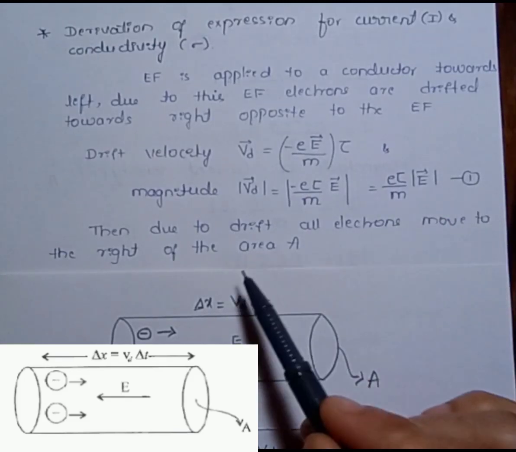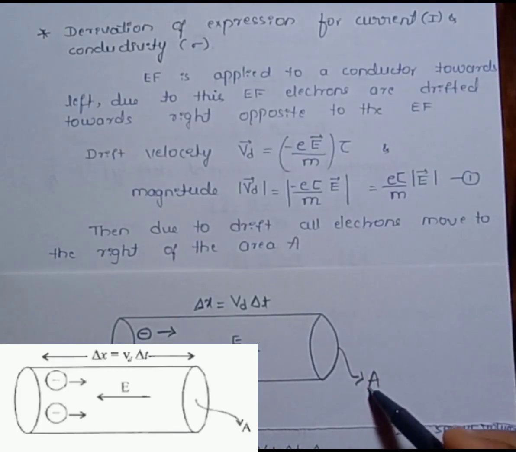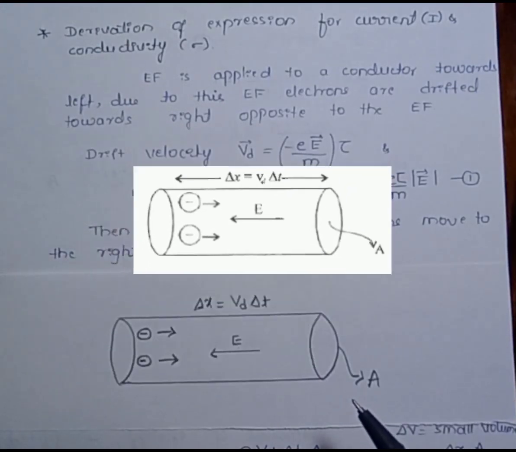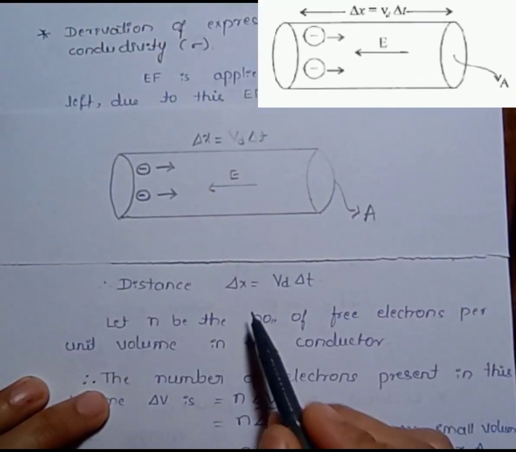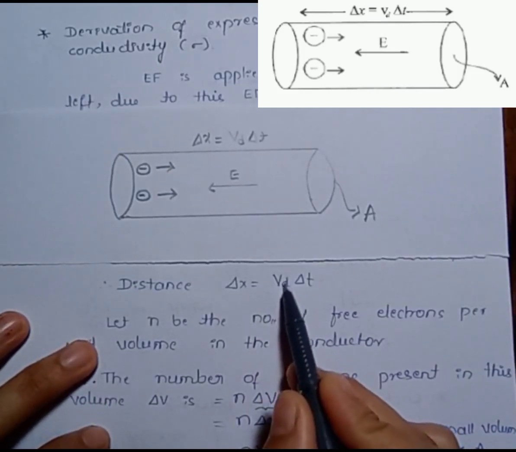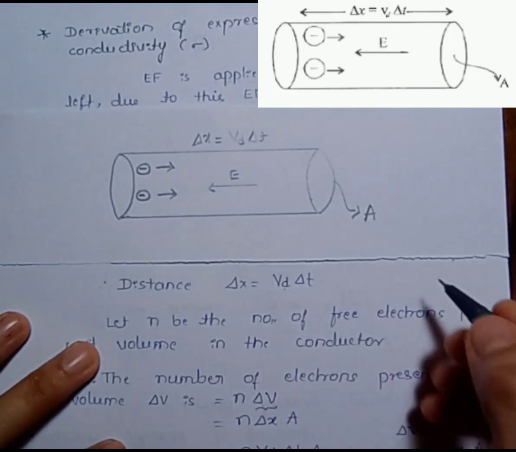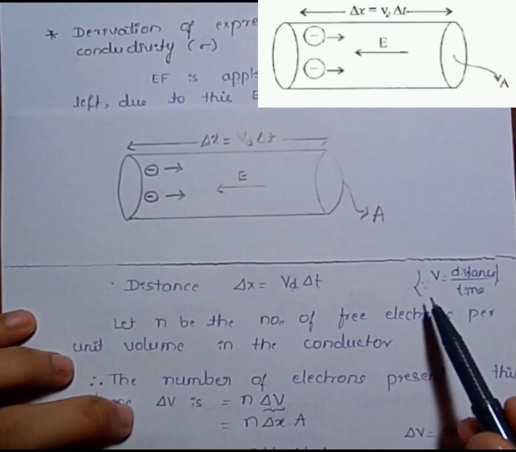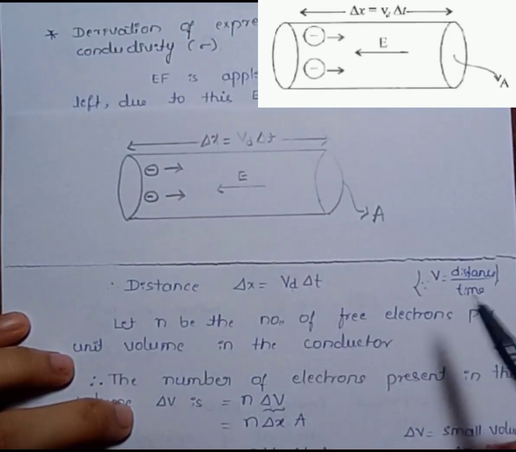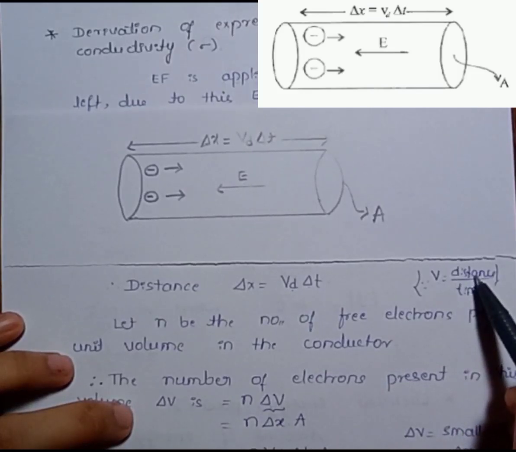e tau divided by m into the magnitude of E, equation 1. Then due to drift, all electrons move to the right of the cross-sectional area A. Then distance delta x equals the drift velocity Vd into delta t. How did we write this expression? We know velocity is equal to distance divided by time. Therefore, distance can be written as velocity into time.